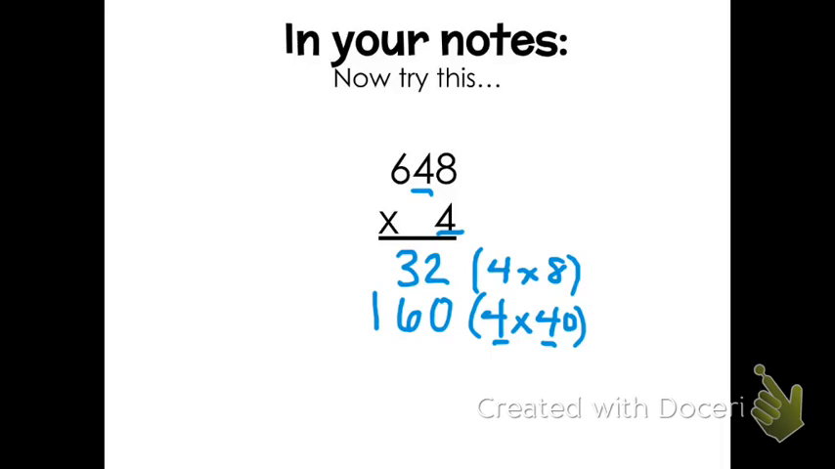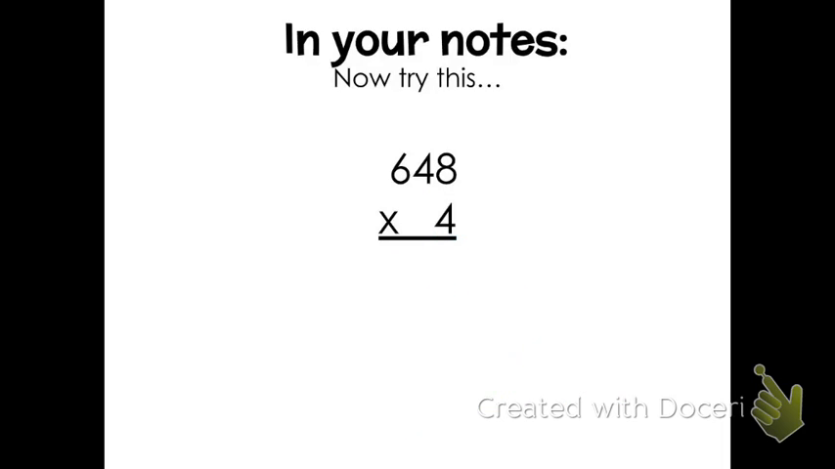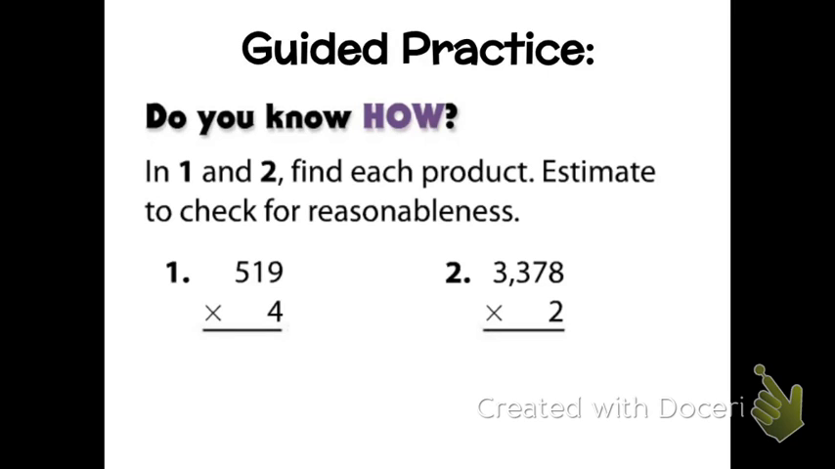Notice that I always make sure that I line up my numbers with the correct place value. My last one is 4 times the 6 in the hundreds place, which would give me 600. 4 times 6 would give me 24 with 2 zeros on the end. Again, these are partial products, and I always will add my partial products together, giving me my final answer of 2,592.